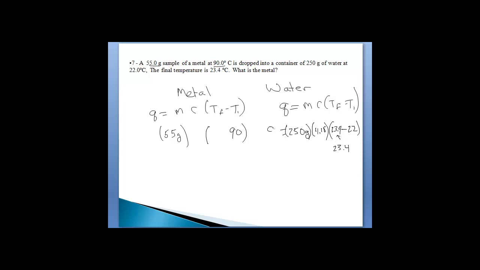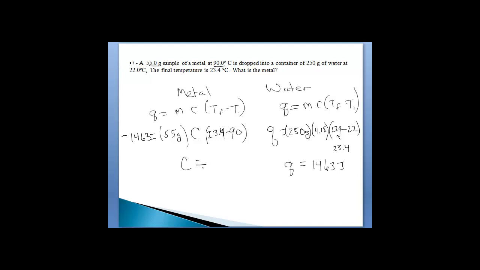Alright, so again, I can solve for Q here, and when I do that, 250 times 4.18 times the quantity 23.4 minus 22, I get 1,463 joules. So again, I'm going to put that over here for my Q, but I'm going to make it negative, 1,463. I'm solving for C. My final temperature is the same, so I'm putting 23.4. And I'm going to solve for C here.